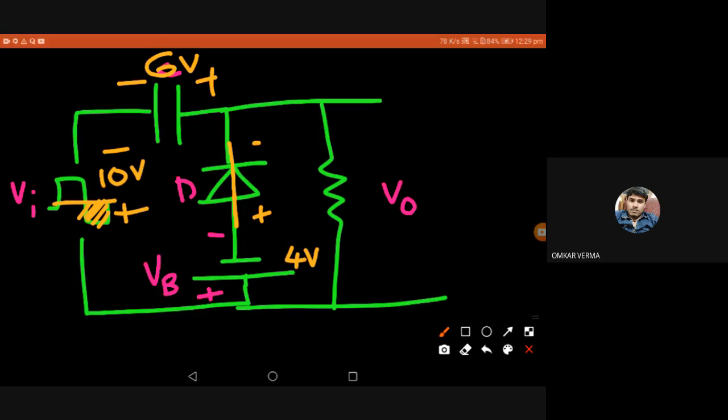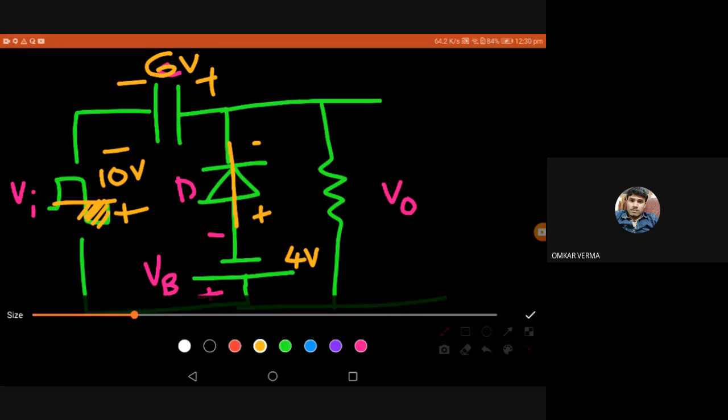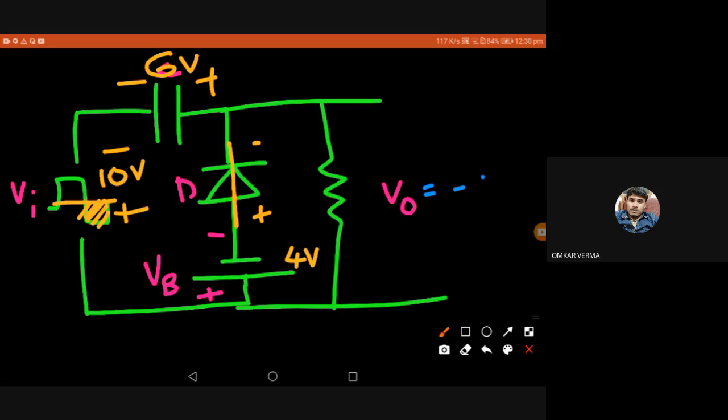Okay, any comments? Okay, so what happens? For the capacitor voltage we got 6 volt in this direction. Now, what is the output voltage at this time? We can easily see the output voltage is minus 4 volt across the output. And the VC is also minus 6 volt. Okay, now what happens? Any doubt?